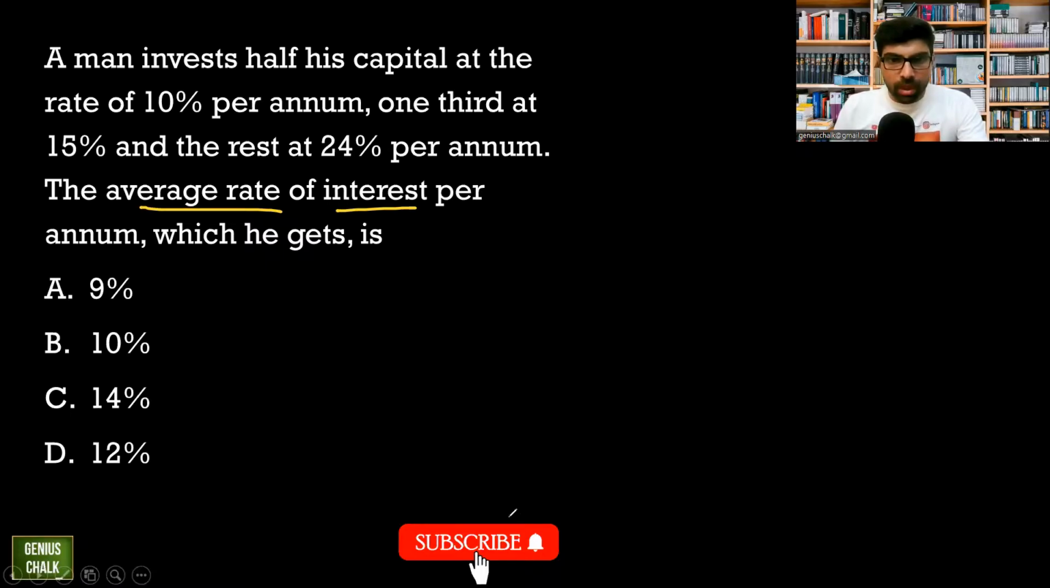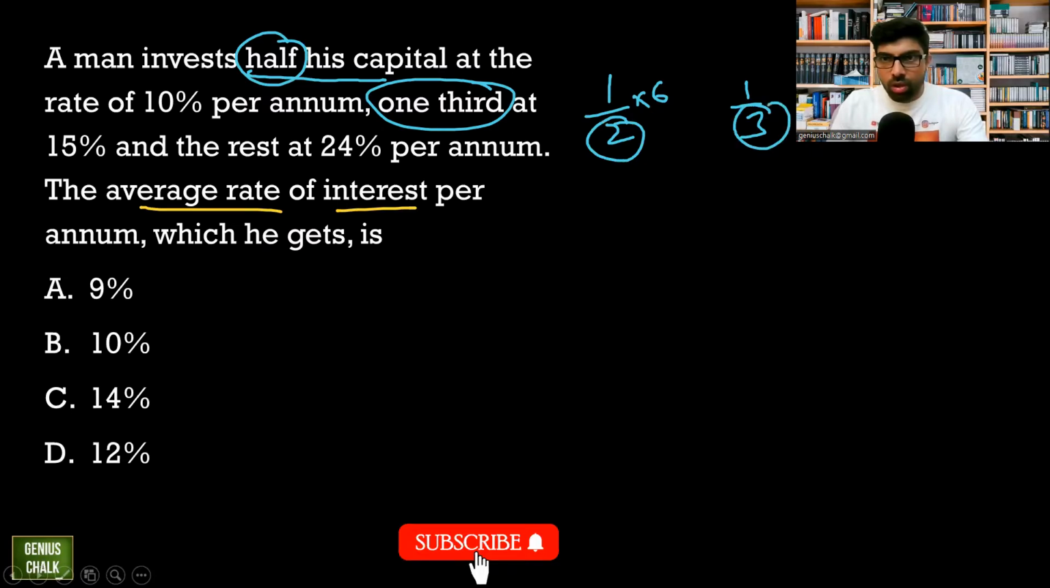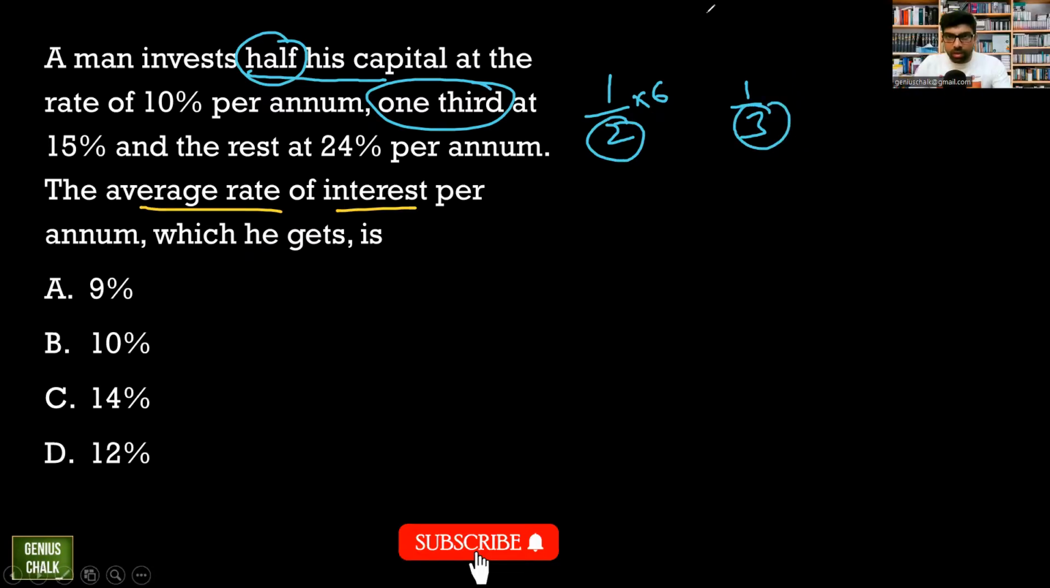So this I will solve by the weighted average concept, the weighted average trick. So see, half of his capital. So first write half, 1/2. Then 1/3, and the rest. Okay. So first, what I'll do is take the total as 6. Why 6? Because we have done it earlier also. What is the LCM of 2 and 3? That is 6. So the total is 6.